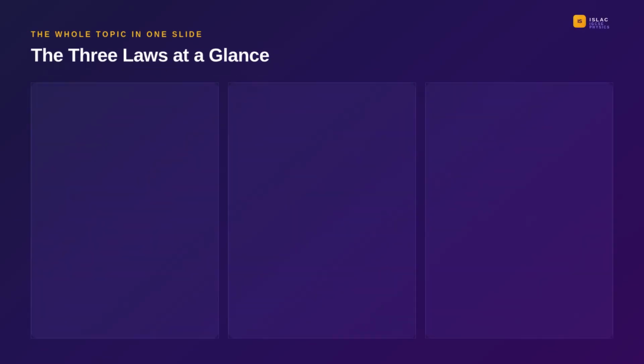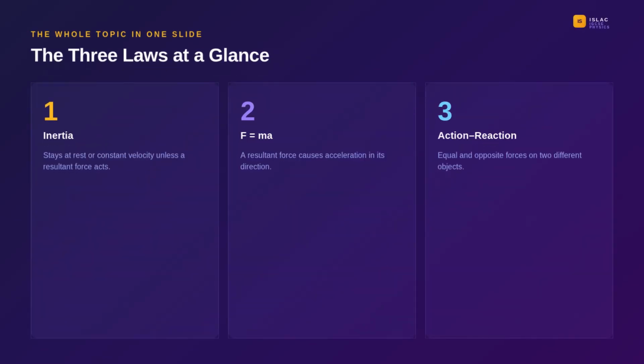Let's bring it all together. The first law: an object stays at rest or moves at constant velocity unless a resultant force acts, that's inertia. The second law: a resultant force causes acceleration, given by F equals ma. And the third law: every action has an equal and opposite reaction, acting on a different object. If you remember these 3 sentences, you've got the backbone of the whole topic.